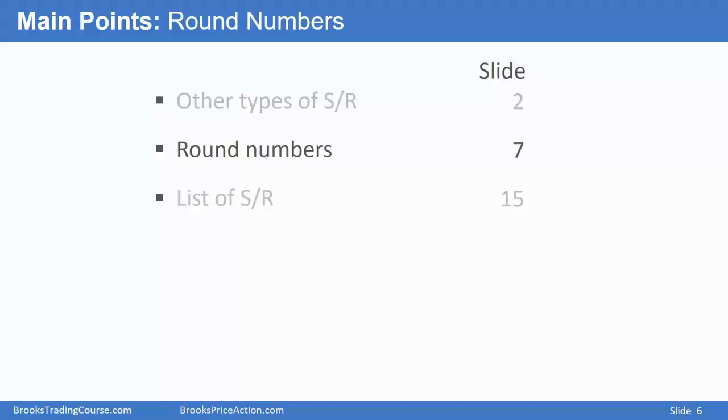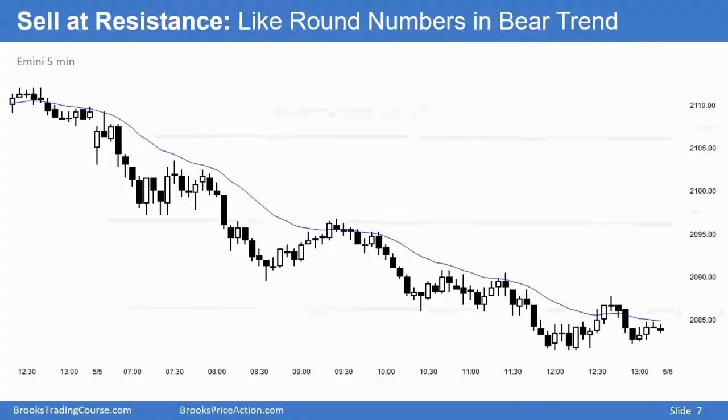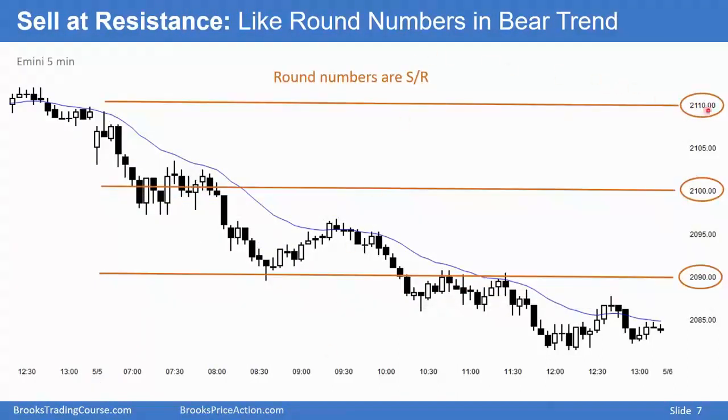Round numbers are also important. They can be support and resistance. Here's a bear trend. And here are some round numbers, multiples of 10 in the E-mini. Traders will look at that as minor support or resistance in a bear trend. There was support here, it became resistance here.